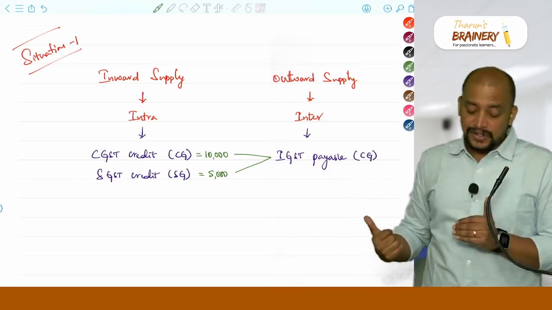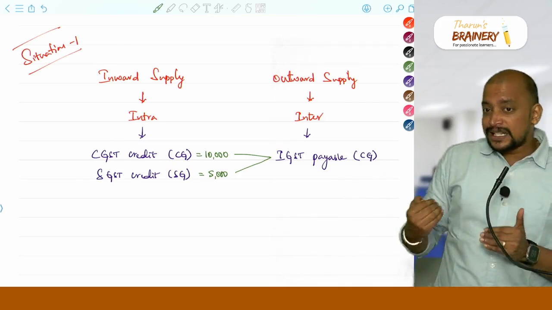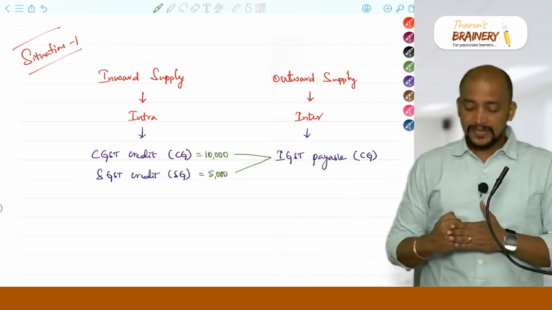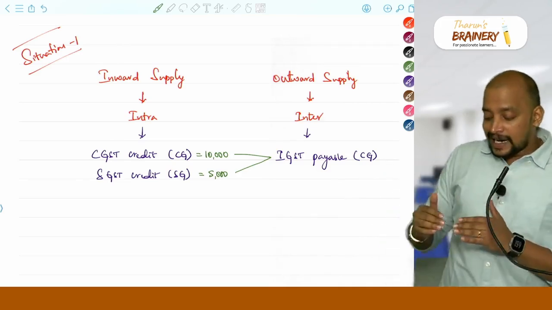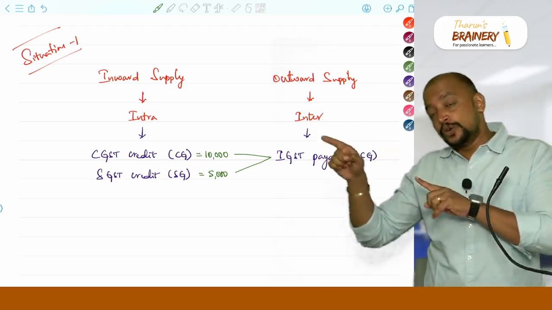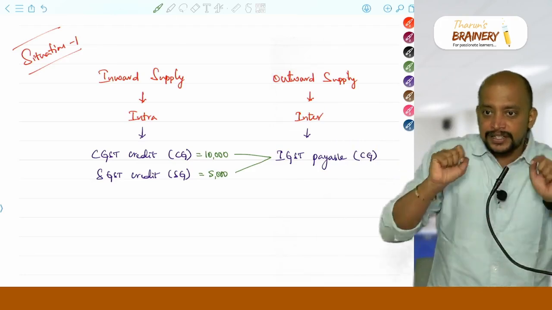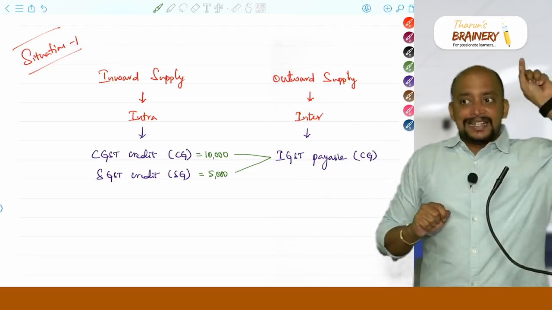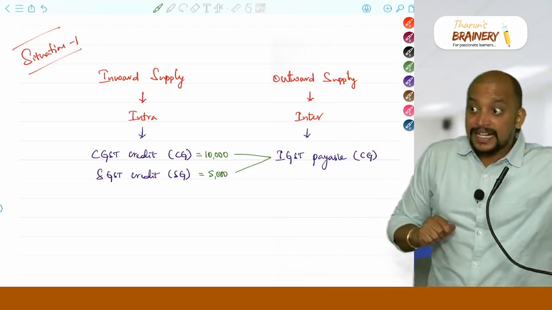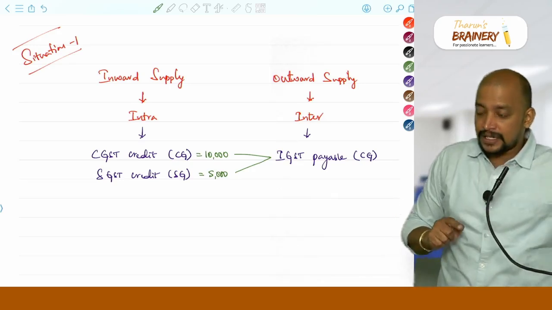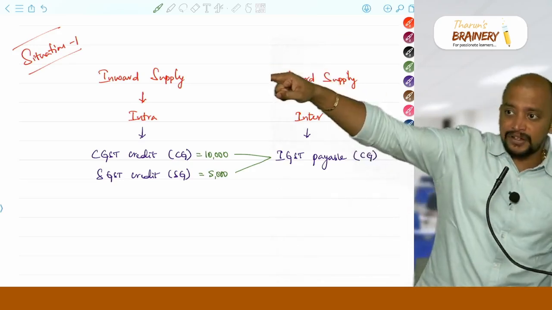Whereas in the second case, if you see, 5,000 rupees is with which government? State government. And that 5,000 I am paying to whom? Central government. Literally I am not paying, I am just doing the set off. So my debtor is state government. My debtor is state government for 5,000. My creditor is central government for 5,000.